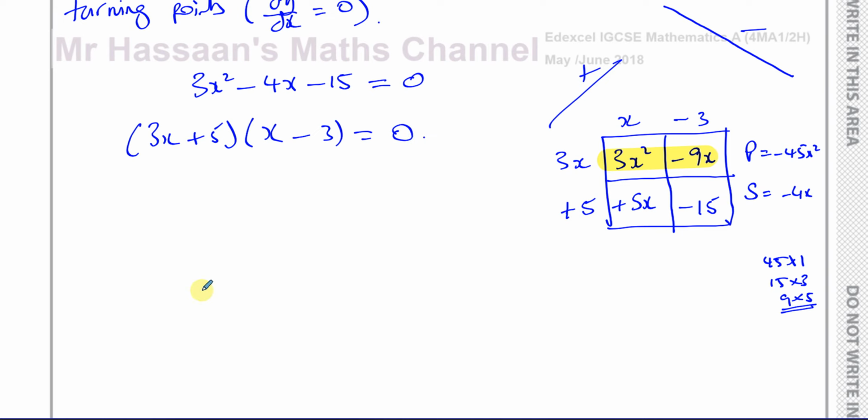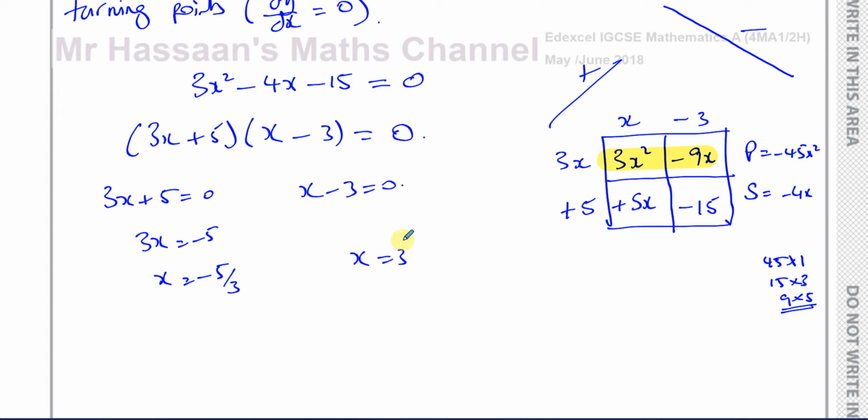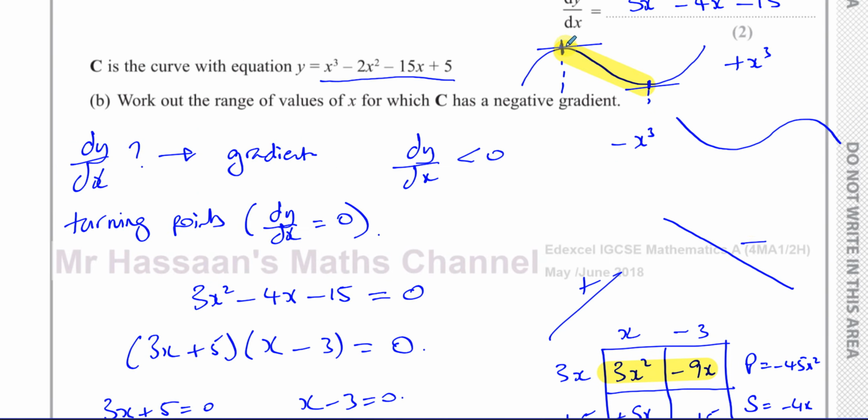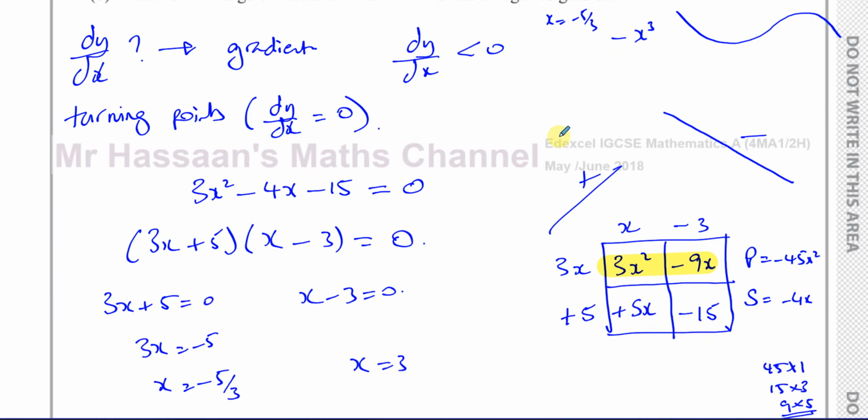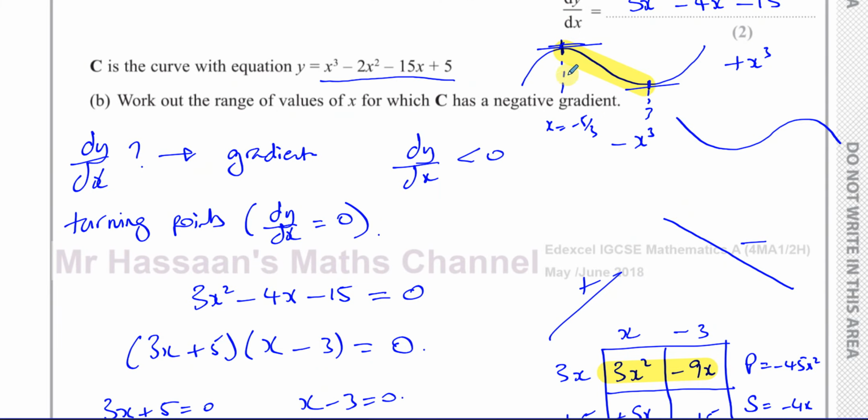Now we can go on to solve this. First let's check: 3x squared minus 9x plus 5x, that's minus 4x, and minus 15, so we know that we're correct. Now we can say either 3x plus 5 equals 0 or x minus 3 equals 0. So in this case 3x equals negative 5, so x equals negative 5 over 3, and x equals 3. Those are the two values where the gradient is 0. The one that comes first is x equals negative 5 over 3, and the second one is where x equals 3, because the smaller one comes first.